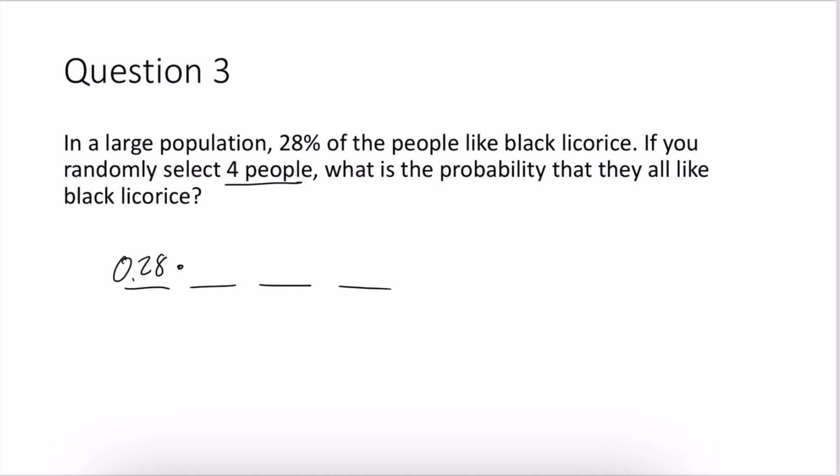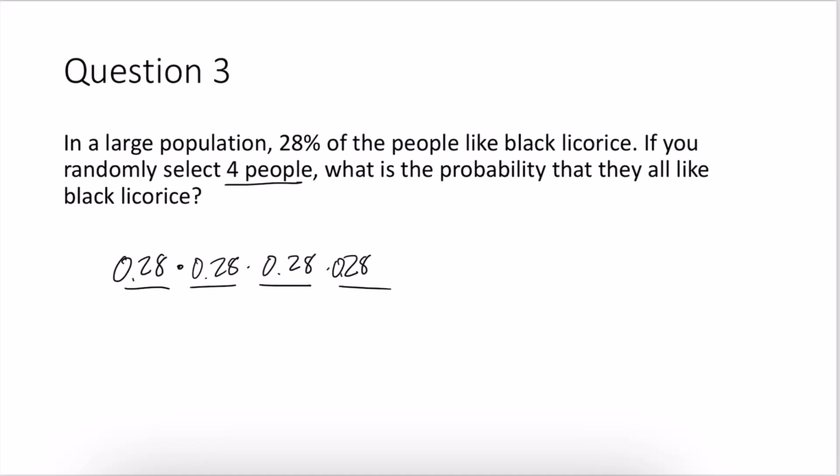Now, the probability that the next person likes black licorice will be a fraction where the numerator and denominator have decreased by 1 because we've taken one person out of the population for our first person. However, in a large population, the numbers will be so big that when you divide them, even though they were both decreased by 1, they're basically going to equal the same as 28%. It might be 0.279999999, but it's close enough that you can just approximate it to be 28%. And by a similar reasoning, all of the following probabilities will also be 28%.